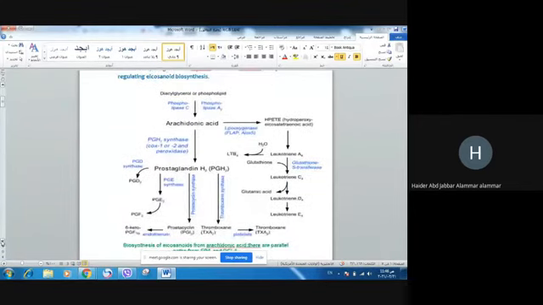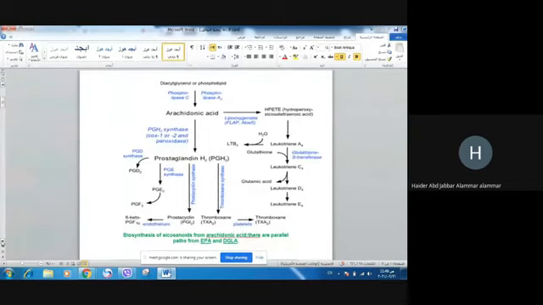This figure shows the diagram of the precursors of eicosanoids. Of course, the eicosanoids are classified into two classes. One of them is called leukotrienes and the second one is called prostaglandins. And each one has its own precursor, as you see in this figure.